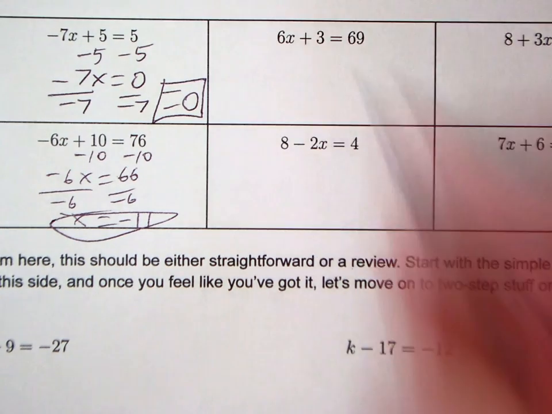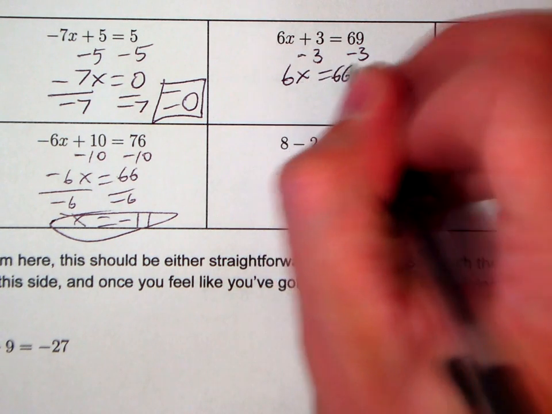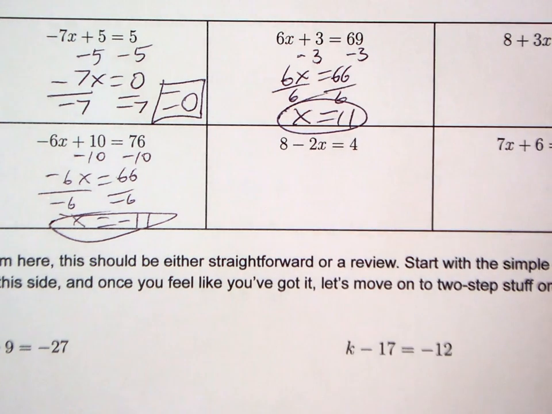Next one, 6x plus 3 is equal to 69. We start by subtracting 3 from both sides. 6x is equal to 66. We divide 6 on both sides. X is equal to 11.